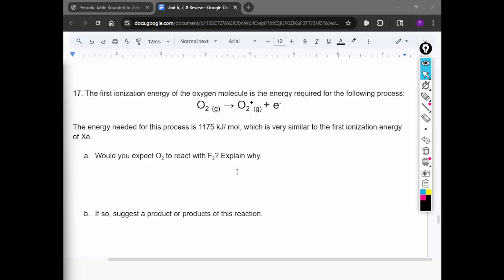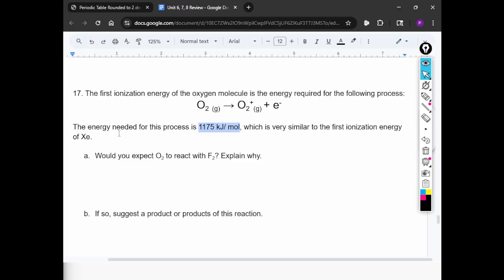All right, so 17's a tricky problem because it gives you some information that's honestly not that important, but actually this is important, never mind. So it tells you basically the first ionization energy of an oxygen molecule, right? So you got O2, the molecule, and then it becomes O2 plus when it loses an electron, and it gives you the energy for this process right here. And then it tells you this is similar to the first ionization energy of xenon, okay?